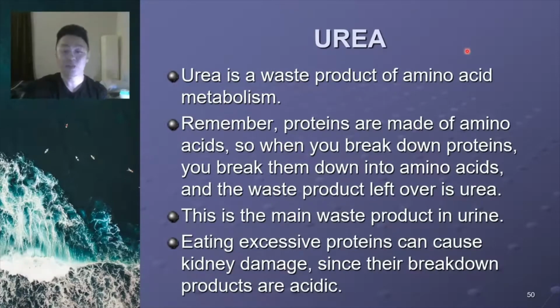All right, let's talk urea. This is the waste product of amino acid metabolism. Remember that proteins are made up of amino acids, so amino acids are the building blocks of protein. When you break down proteins, you break them down into amino acids, and the waste product left over is called urea. This is the main waste product in urine, and eating excessive proteins can cause kidney damage since their breakdown products are acidic.